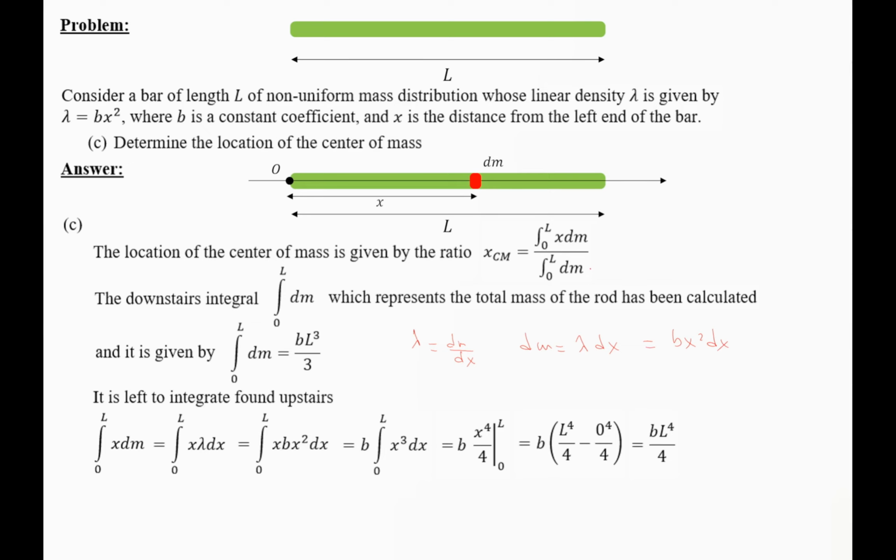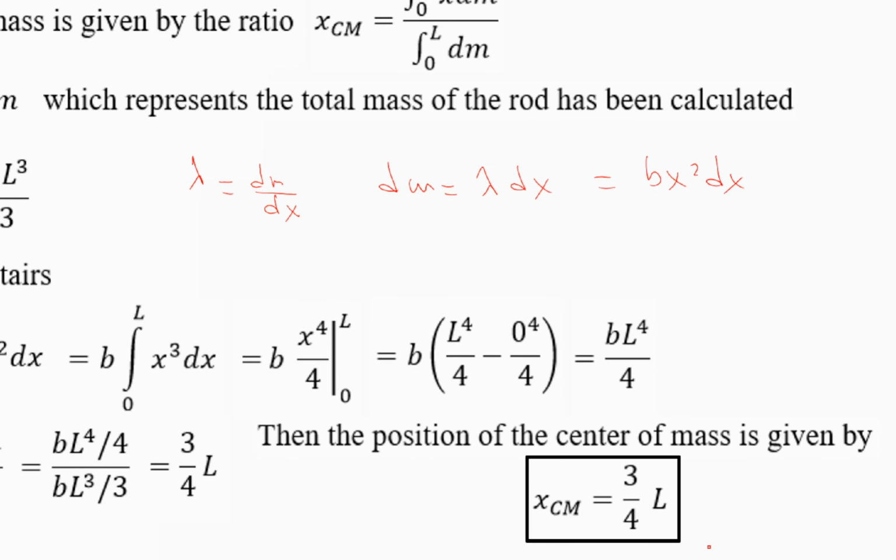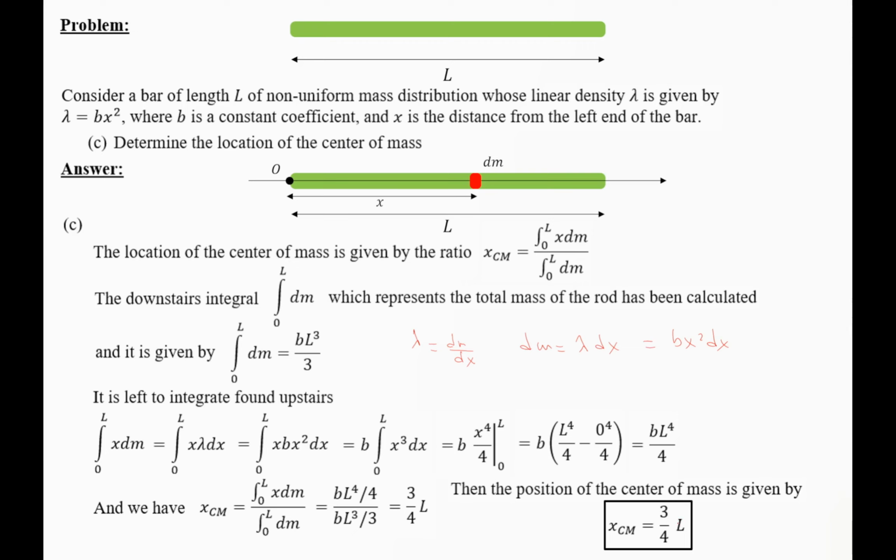Now, the center of mass would be the ratio of the first integral over the second integral, which is bL to the power 4 divided by 4, over bL cubed over 3, which gives us 3 over 4 L. Now, let's take a look at the following result. It's telling us that the center of mass is found in the third quarter of the length. So the center of mass would be found somewhere here.